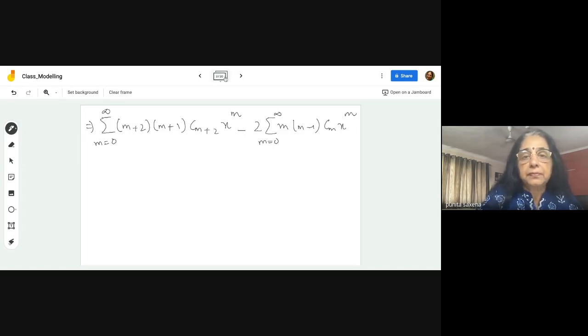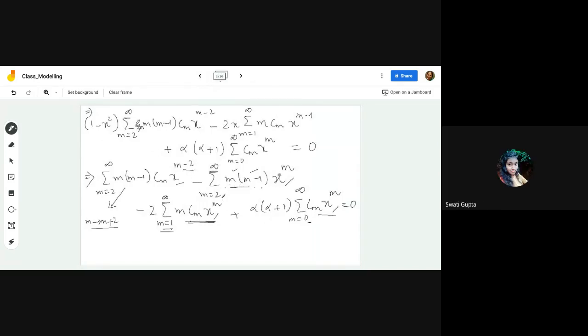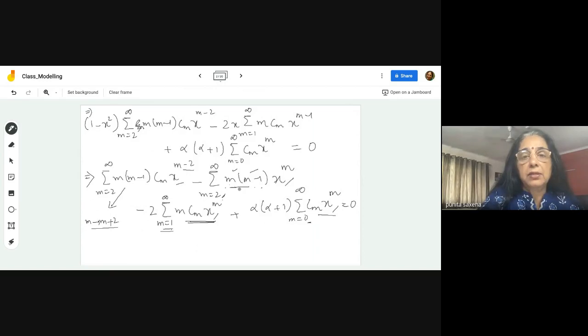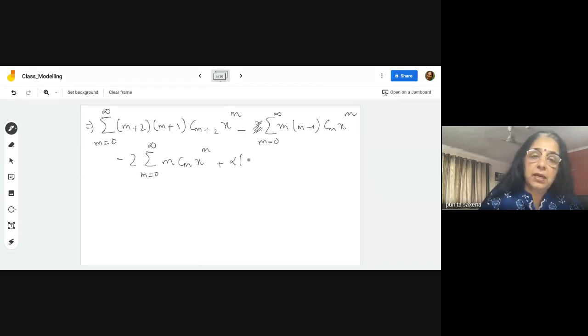यही आएगा ना? I hope. मैम 2 नहीं होगा। Coefficient 2 is not there. Yeah. M minus 1 xm. 2 is not there. 2 will be there in the next term, right? Then the next term will now become minus 2 summation m from 0 to infinity m cm xm. Is that right? And the last term will be alpha plus 1 summation m from 0 to infinity cm xm equal to 0. Is this right?